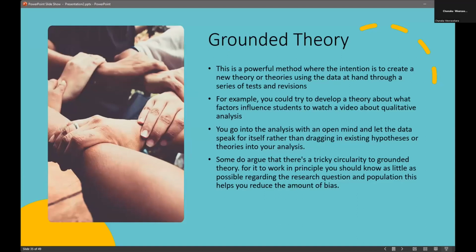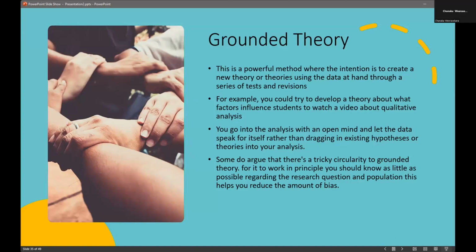So here I have given an example. If you try to develop a theory about factors influencing students to watch videos about qualitative analysis, it's the same thing that we do. Excuse me, I have already taken a theory, the domino theory. Yes, of course. No, grounded theory we normally use when we do not have a theory.